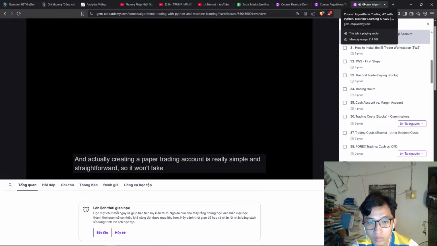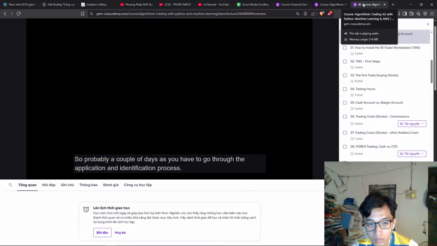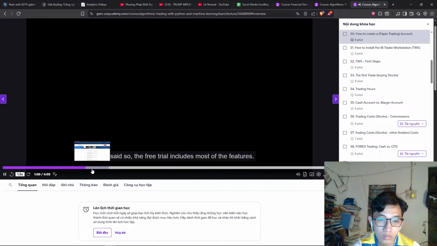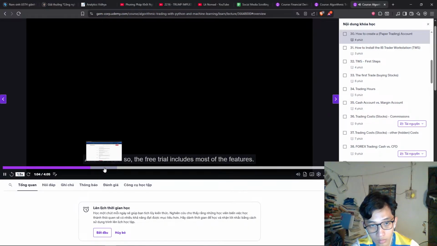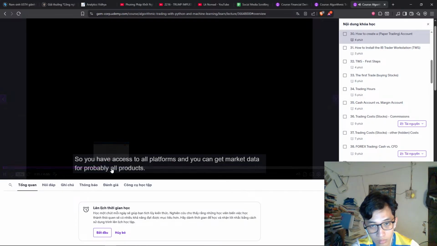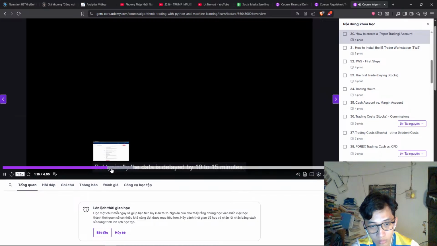Actually creating a paper trading account is really simple and straightforward, so it won't take more than 5 minutes, while creating a live account takes longer, probably a couple of days, as you have to go through the application and identification process. So I'm still here on Interactive Brokers, and then you can click on the free trial. As I said, the free trial includes most of the features. So you have access to all platforms, and you can get market data for probably all products. But typically the data is delayed by 10 to 15 minutes.